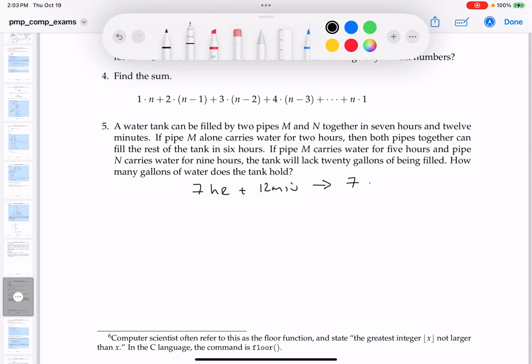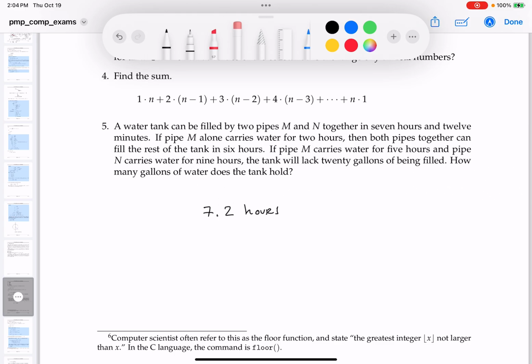So I'm going to do it in hours, by the way. 7 and 12 over 60, because there's 60 minutes every hour, right? And what would that give you? Let's take a look at that. That's going to be 7 and that's going to be 1/5. That's 7 plus 0.2. So that's going to be 7.2 hours. Let me get my eraser out, get rid of this nonsense over here.